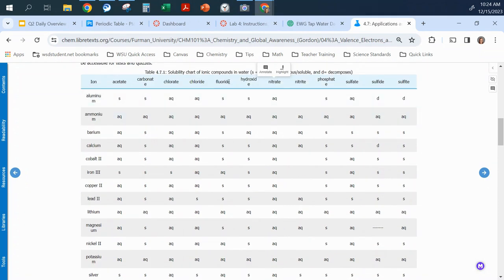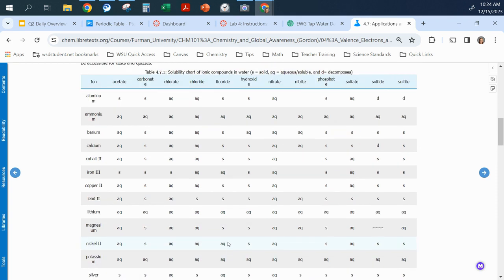So here's fluoride. I don't think I can just drag down. But it looks like aluminum would make fluoride precipitate, barium would make fluoride precipitate, calcium would make fluoride precipitate, cobalt, iron 2, oh that says copper 2, copper 2, lead 2, we probably wouldn't want to add lead to our water system, so let's not do that one. Magnesium. Okay, so does that make sense?